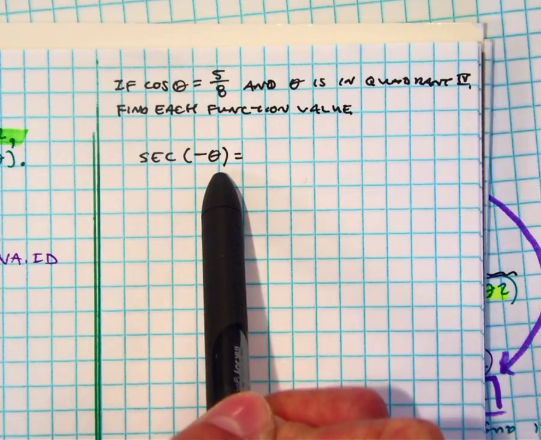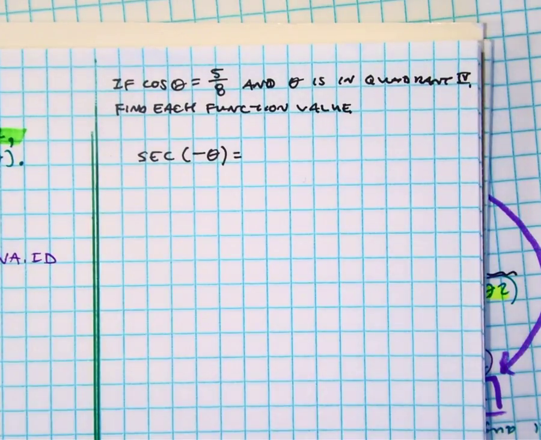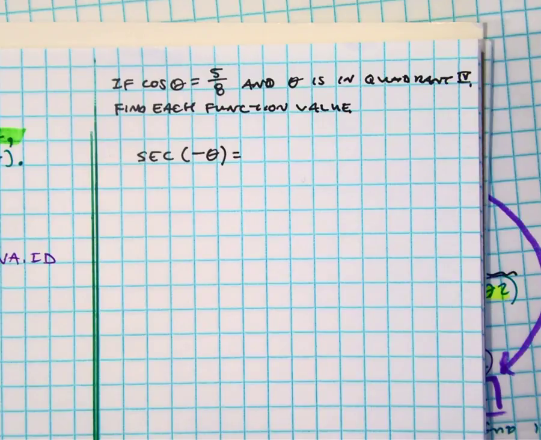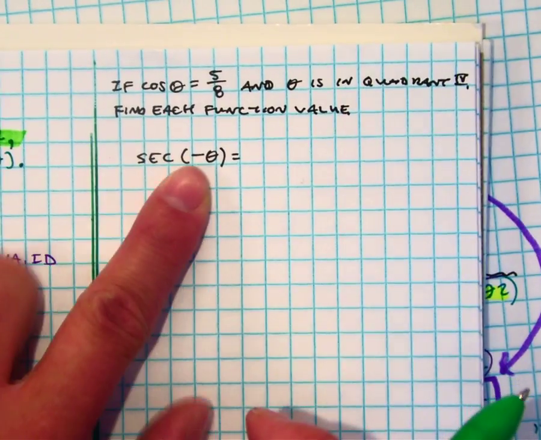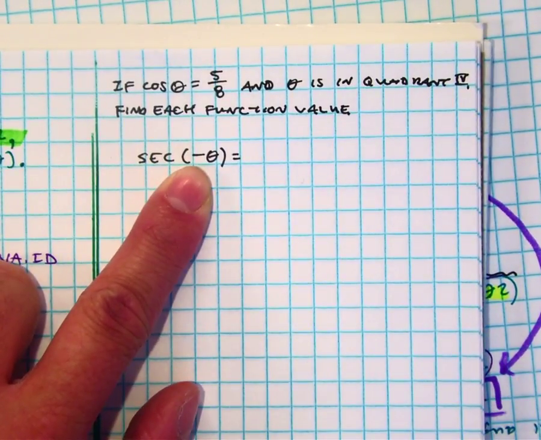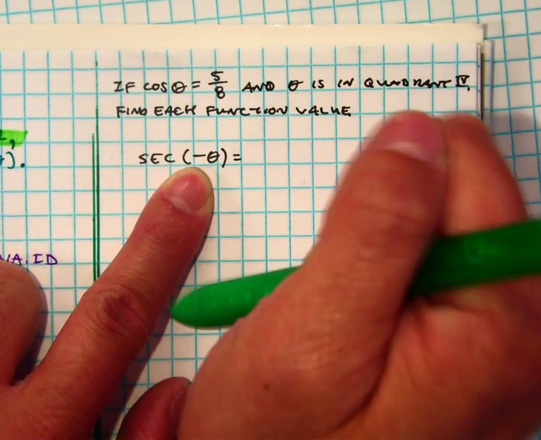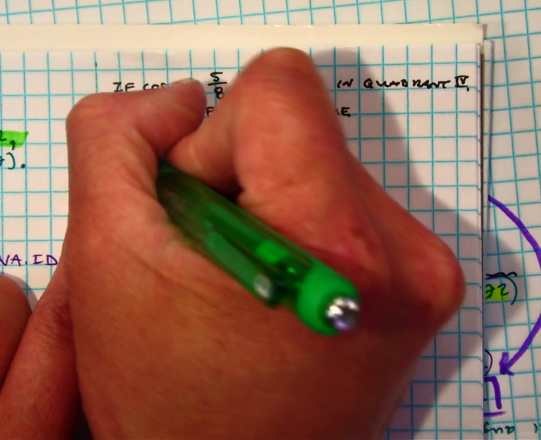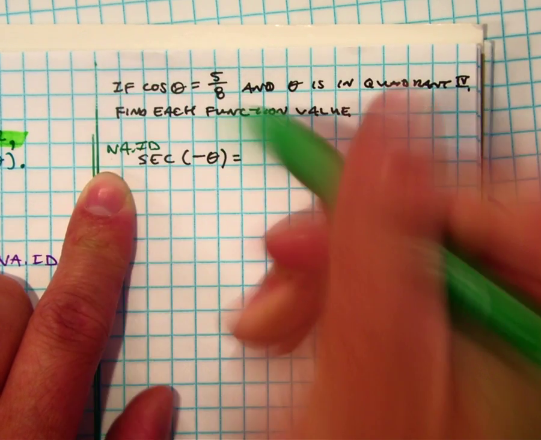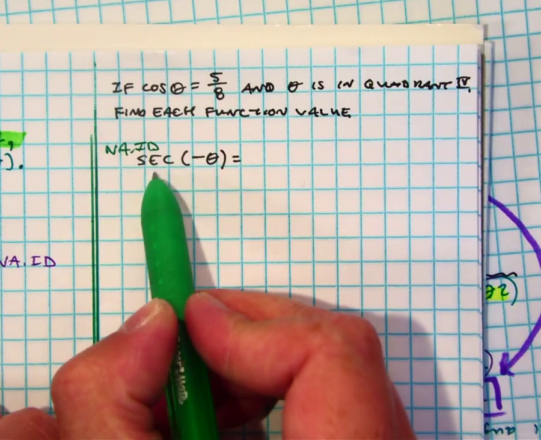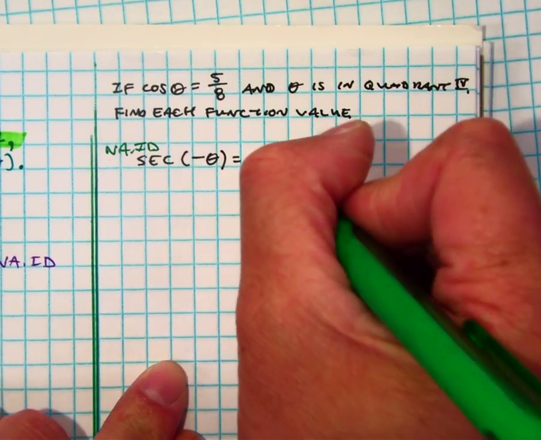Put your finger on the identity we'll be using. Show your partner. On the count of 3, we're going to say it. 1, 2, 3. You should have recognized that this is the only time that you have a negative theta. That is the negative angle identity. That means for secant, it's going to be what?